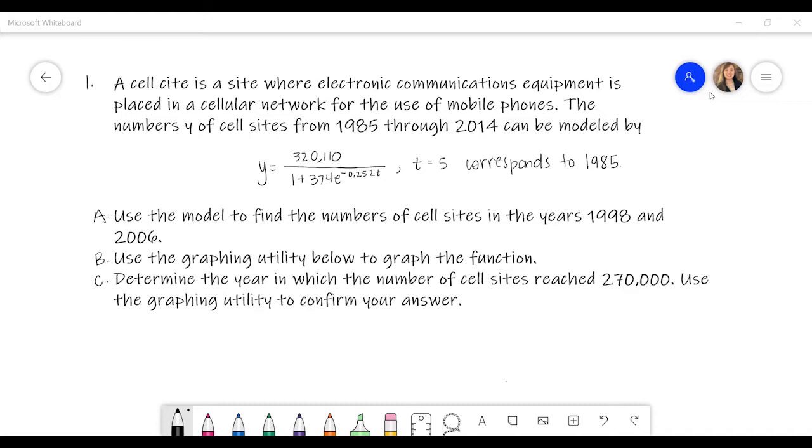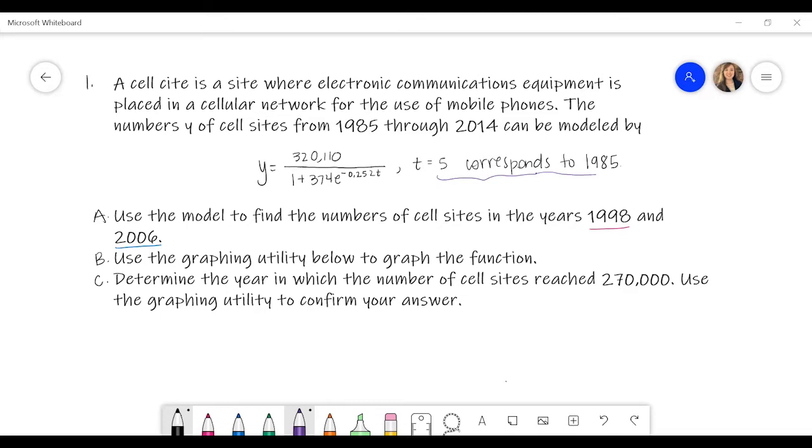Okay, so first up, we did something similar to this in the notes, right? We want to look at these two years, 1998 and 2006. What we need to figure out is how many years have passed since whenever we started the count. And so that is where this information comes in really handy.